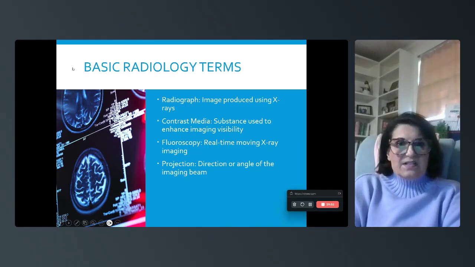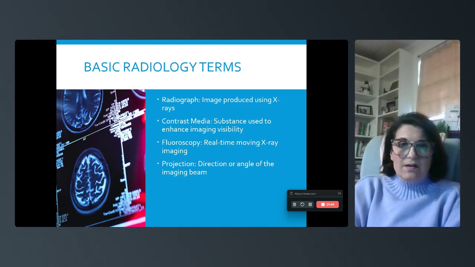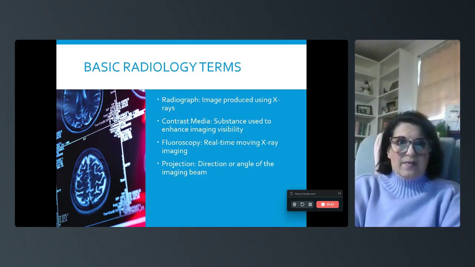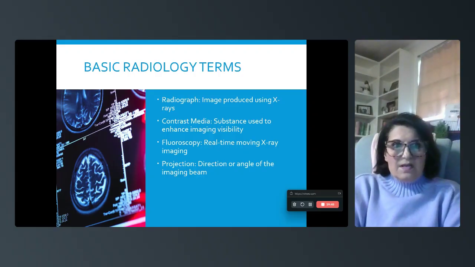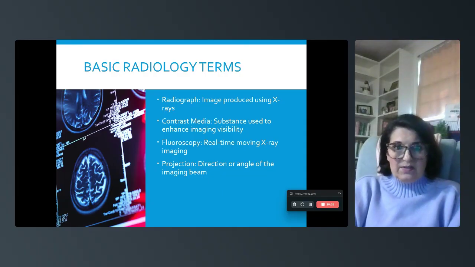Today we're just going to talk about some basic radiology terms. So you're going to hear these words when you start to look up the radiology codes. So you have the radiograph, and that's an image produced using x-rays. Contrast media, you'll hear a lot about that when coding. It's a substance used to enhance imaging visibility.